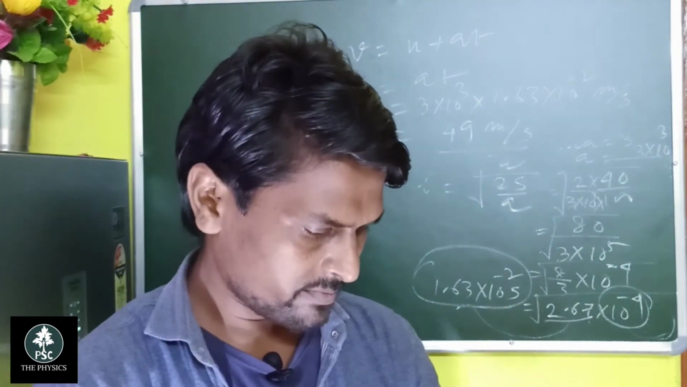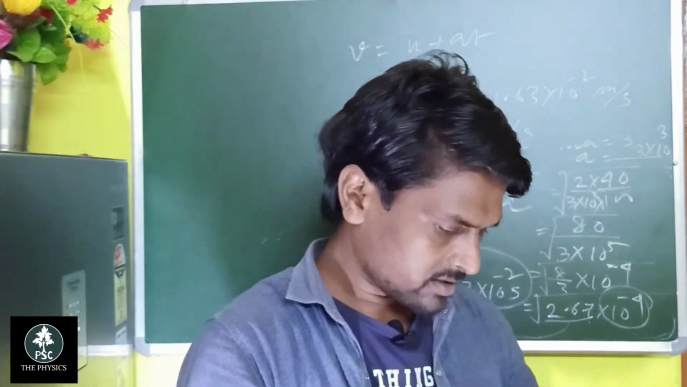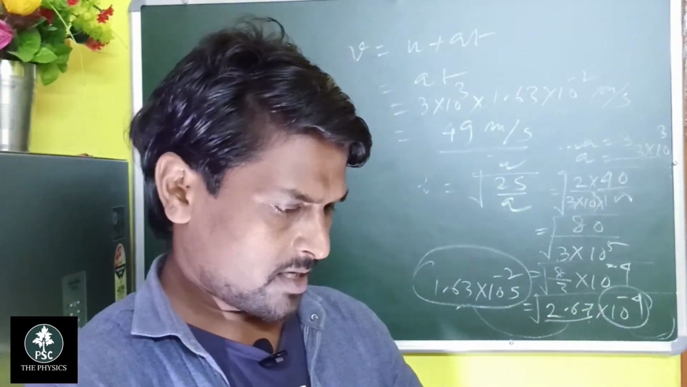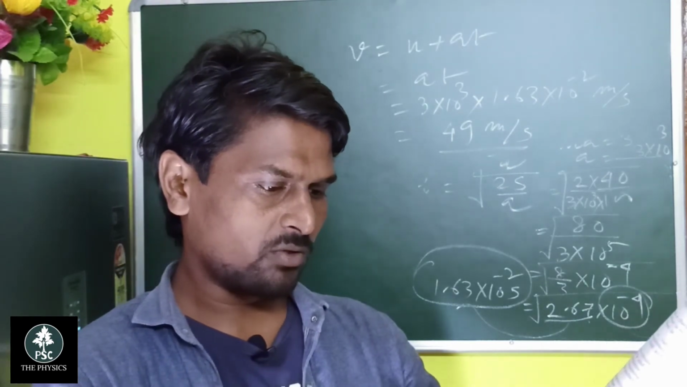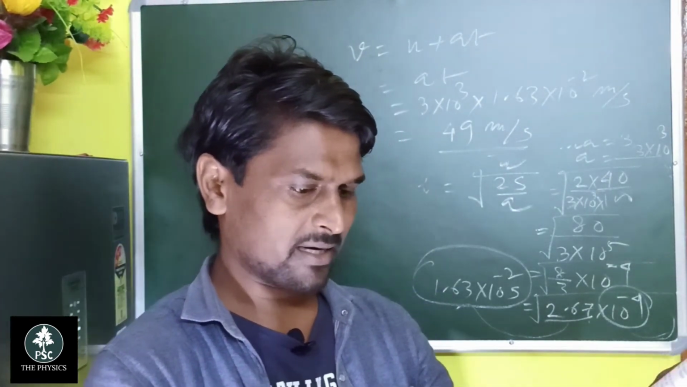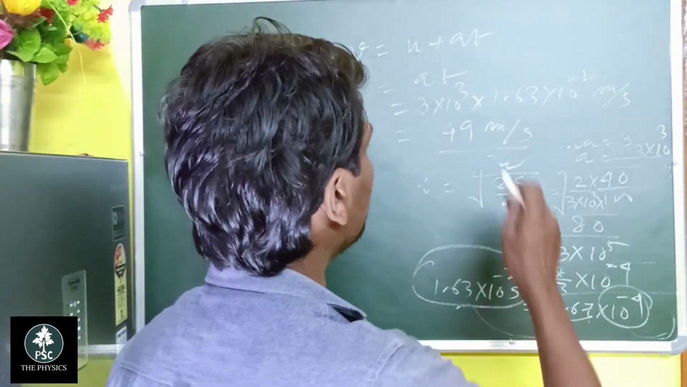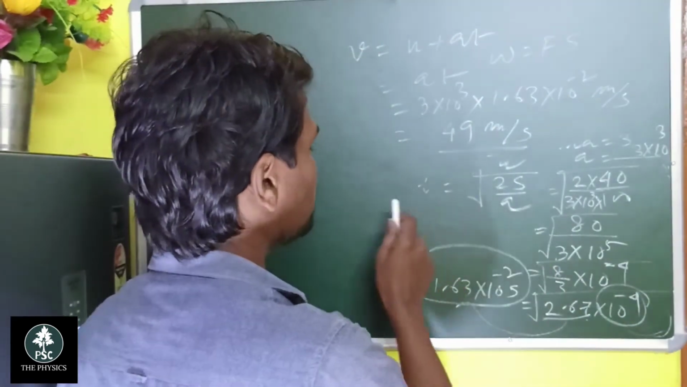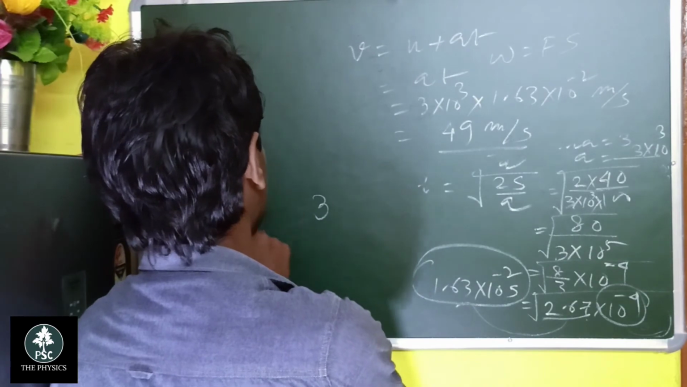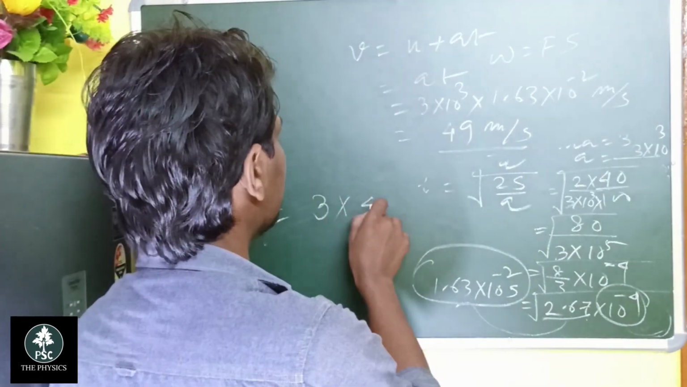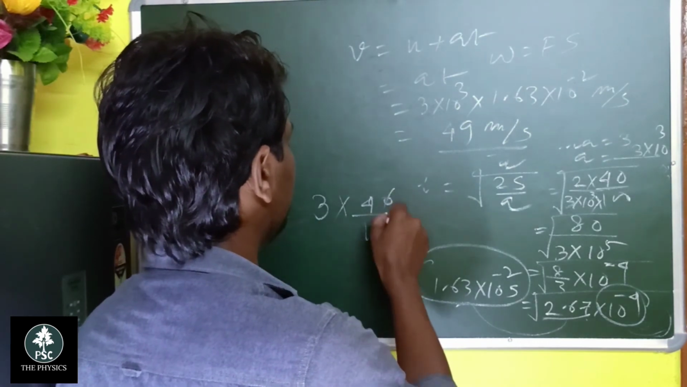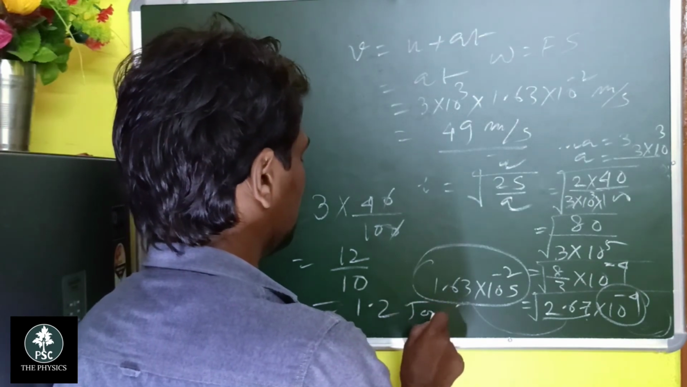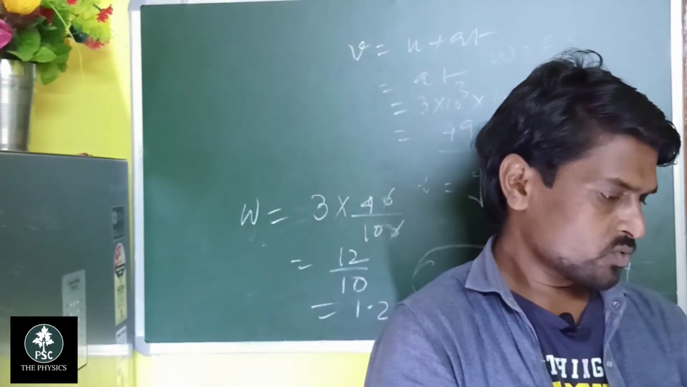49 meter per second. Okay, and the last part of this numerical is: how much work is done by the electric force on the particle during this period? So work done equals force into displacement. The force is 3 Newton, and the displacement is 40 by 100, so this gives 12 by 10, or 1.2 joule. So 1.2 joule is the answer, I think.